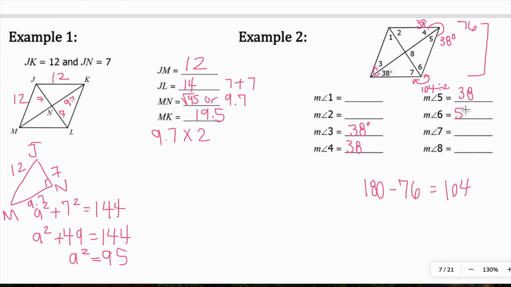So angle 6 is 52, and so is angle 7, which means angle 1 and angle 2 are also going to be 52 because we can say alternate interior angles or opposite angles have to be congruent.